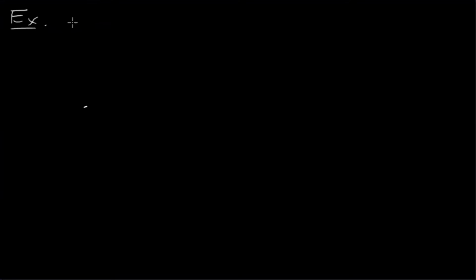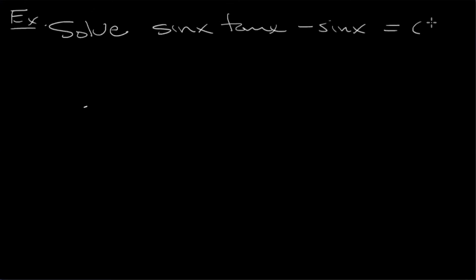Let's suppose they said solve sine of x tangent of x minus sine of x equals 0 for x, for 0 less than or equal to x less than 2 pi, sorry. Okay, so let's suppose we have that equation right there, and we want to solve that. And notice that it only wants solutions from 0 to 2 pi.